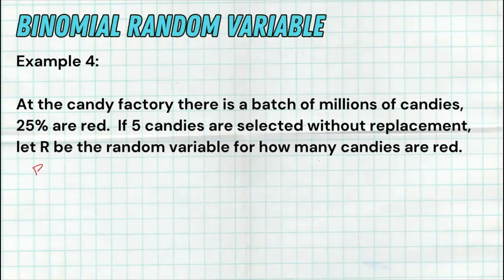Okay, so if 5 candies are selected without replacement, let R be the random variable for how many candies are red. Okay, is it binary? Yes, it's either going to be red or it's not going to be red. Now, do we have independence? Well, this is where it's a little bit tricky. Yes and no. Hear me out.